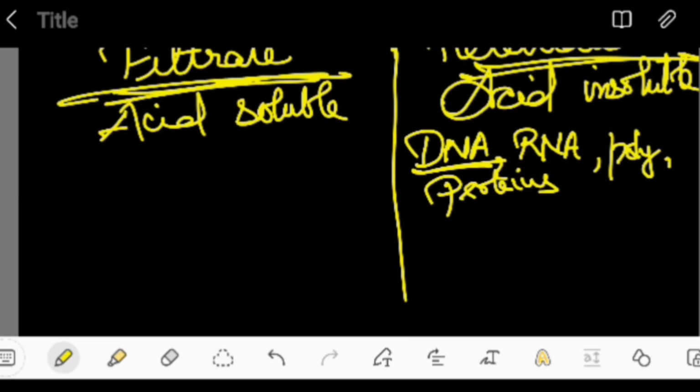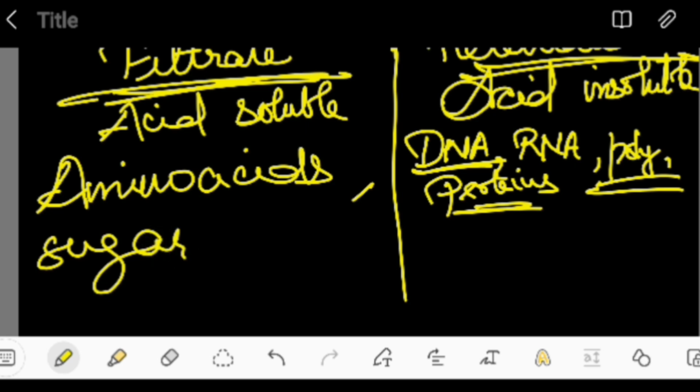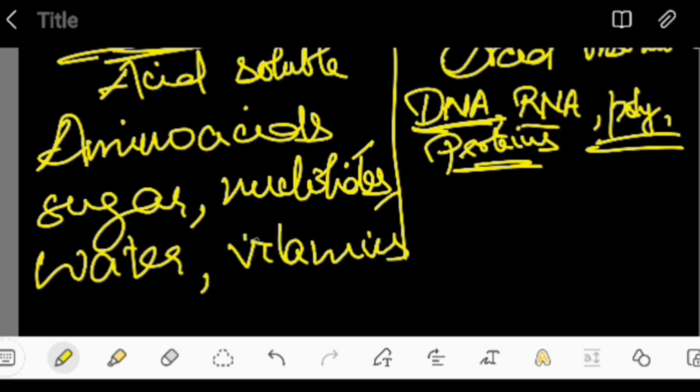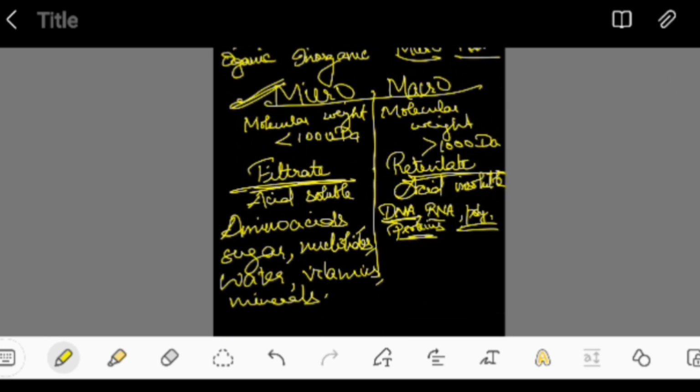Now micromolecules. Protein is made up of amino acids, which are micromolecules. Like that, you will remember it, right? Polysaccharide is made up of monosaccharides, which are simple sugars. DNA and RNA are made up of nucleotides, which are micromolecules. Then water, vitamins, very small substances, then minerals, etc. All of these come under your micro and macro particles.